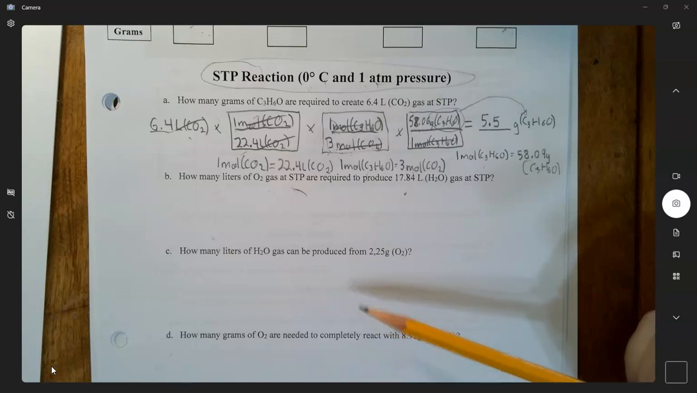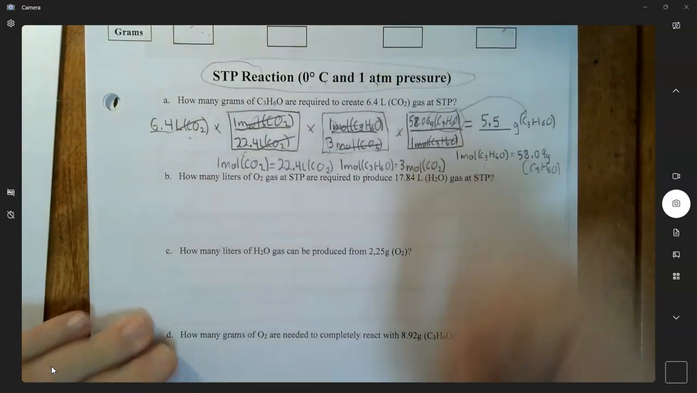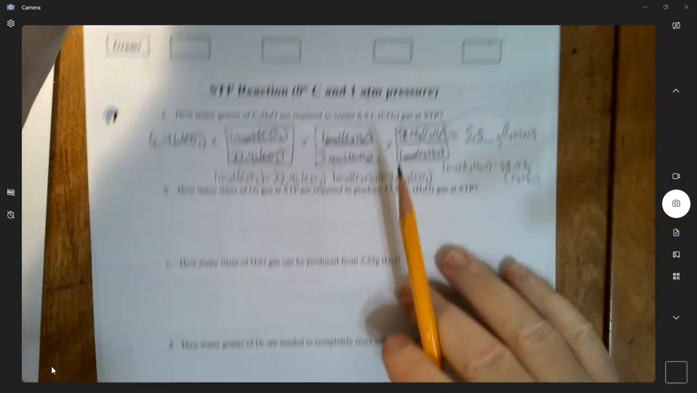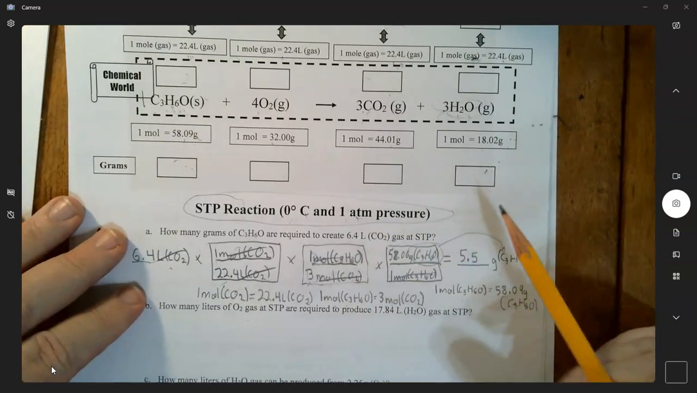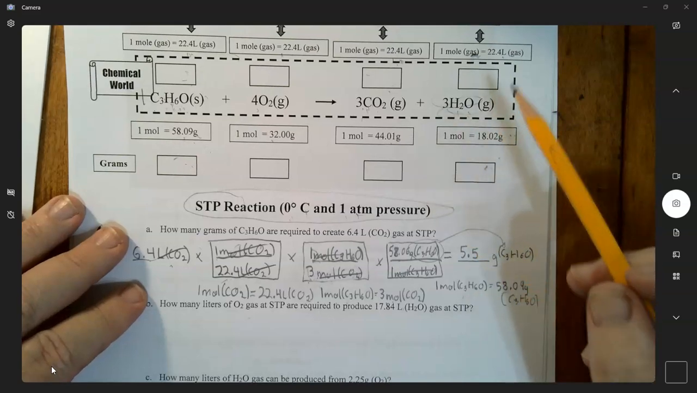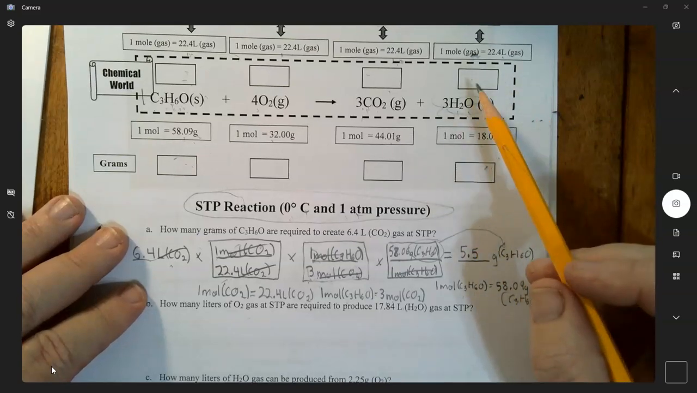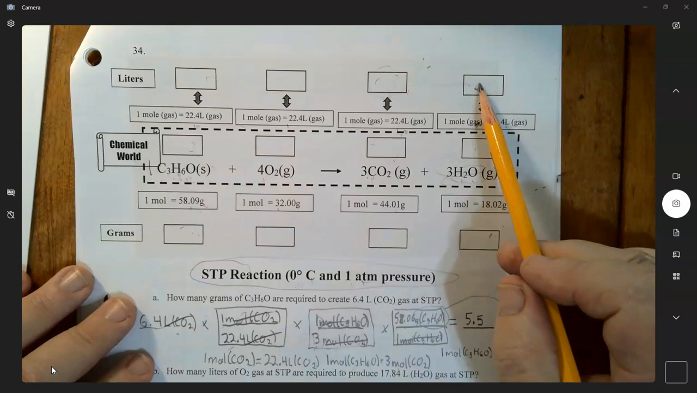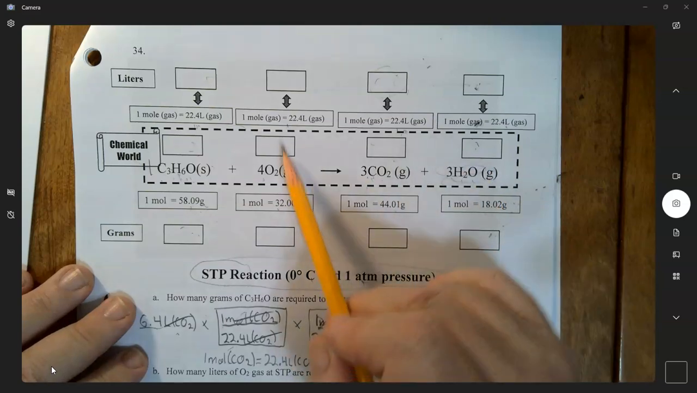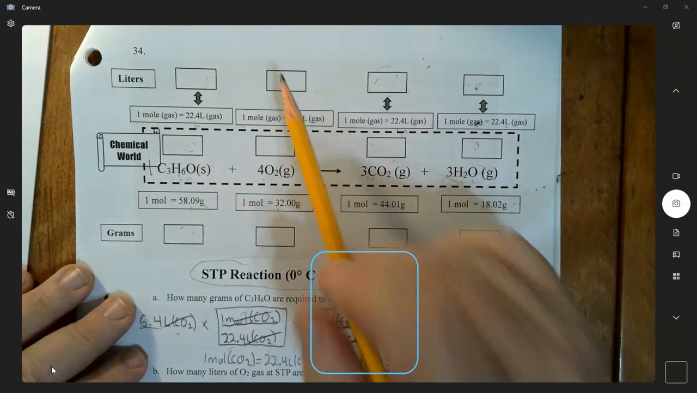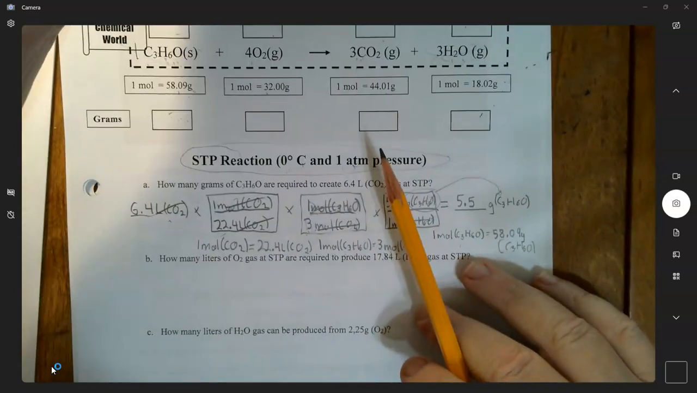Okay, so try to picture that graphic organizer, however you keep it in your mind. Again, we're starting from liters of H2O. We're starting from here. We're coming down to here. Then we're coming across to O2 to there. And then we're going back up to get liters of O2. All right, so let's do that.